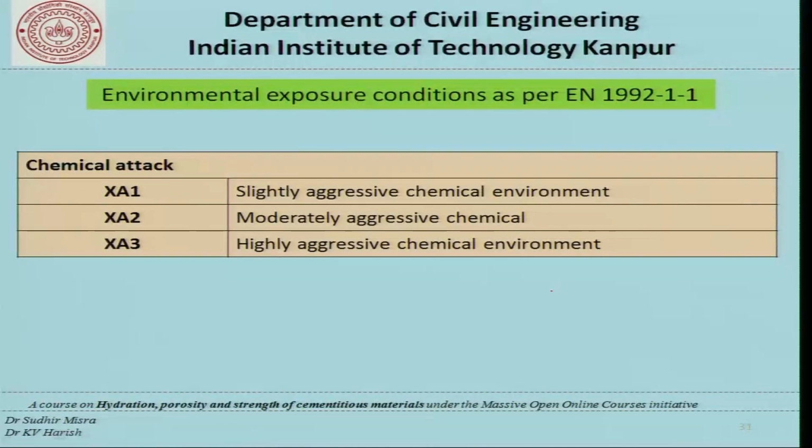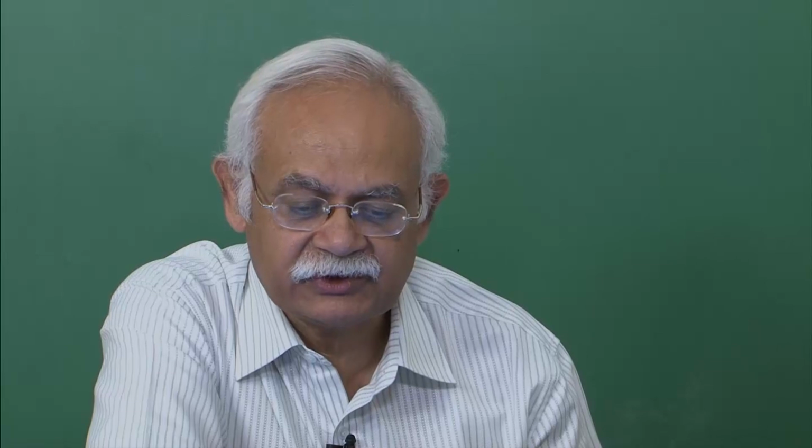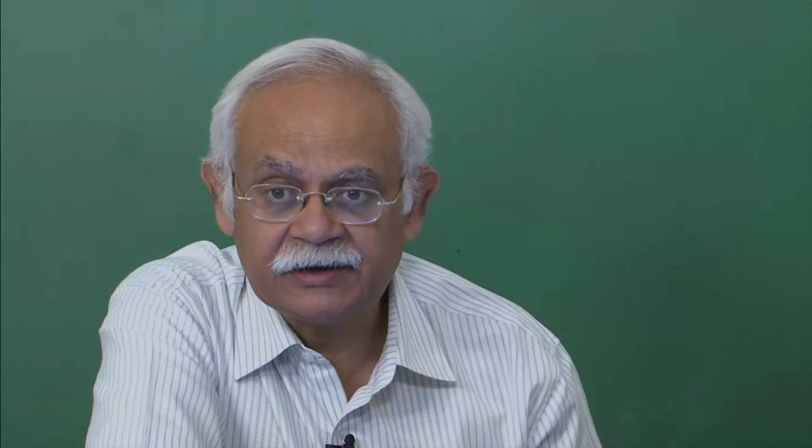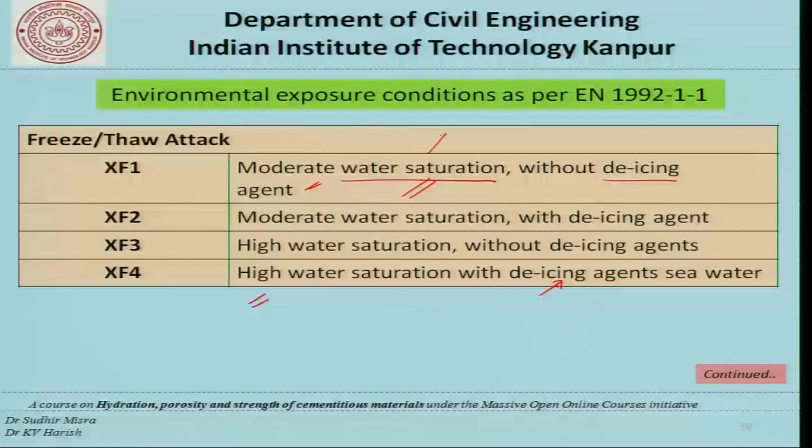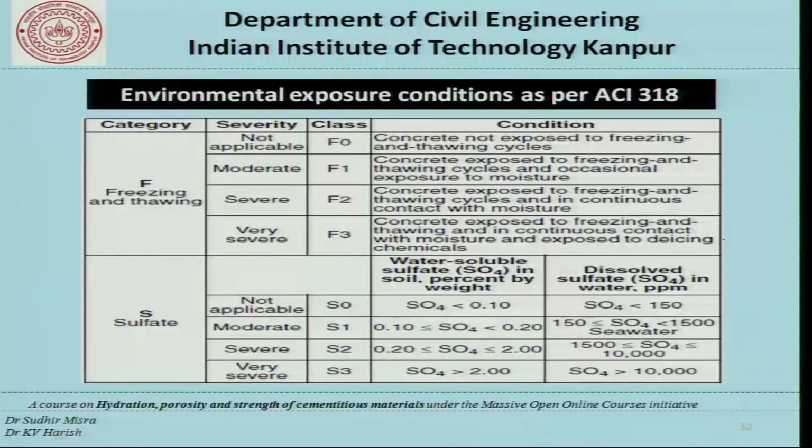And before we go to the American classification, I would only like to draw your attention to the fact that if you see the discussion in here, the water saturation levels and exposure to seawater are two very important determinants as far as the environment classification is concerned. Now, going to the ACI 318 specifications, they have freezing and thawing, which is given with F: not applicable, moderate, severe and very severe, which is described here.